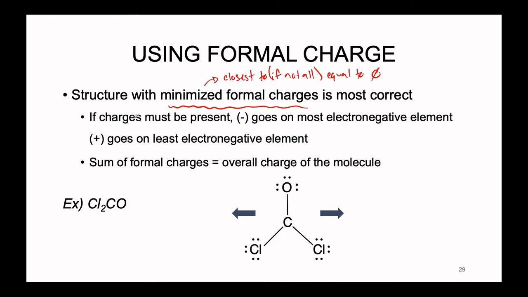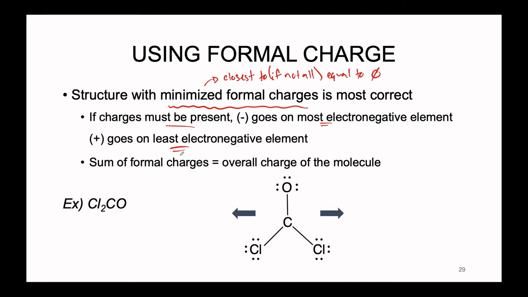If charges must be present, if you can't get a formal charge of 0, in this case, the most stable molecular structure is going to arise when the negative charge is on the most electronegative element, and the positive charge is going to be on the least electronegative element. Sometimes positives and negatives will both have to be present. Sometimes it'll just be a negative charge. Sometimes it'll just be a positive charge. It just depends on the molecule you're working with.